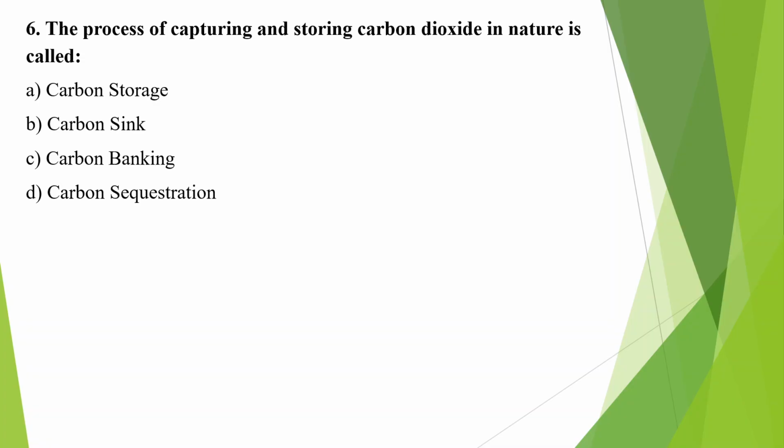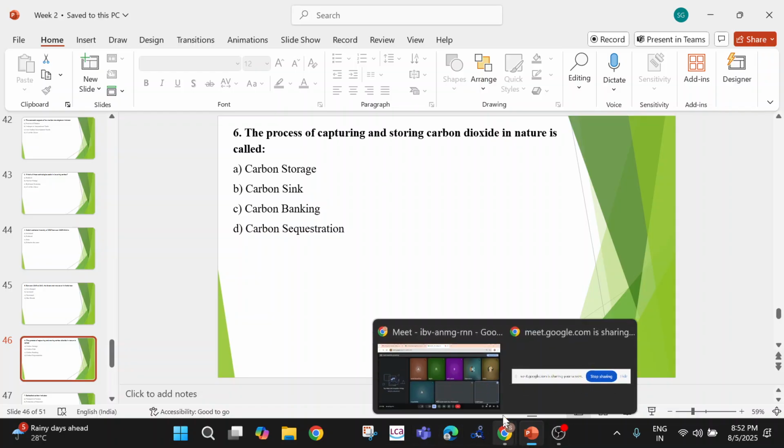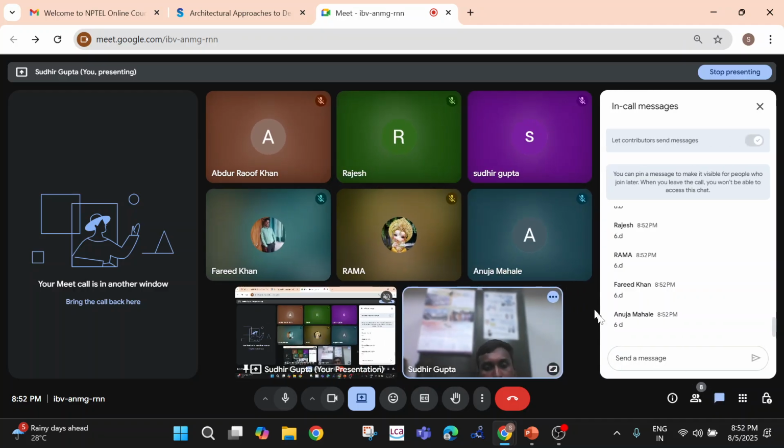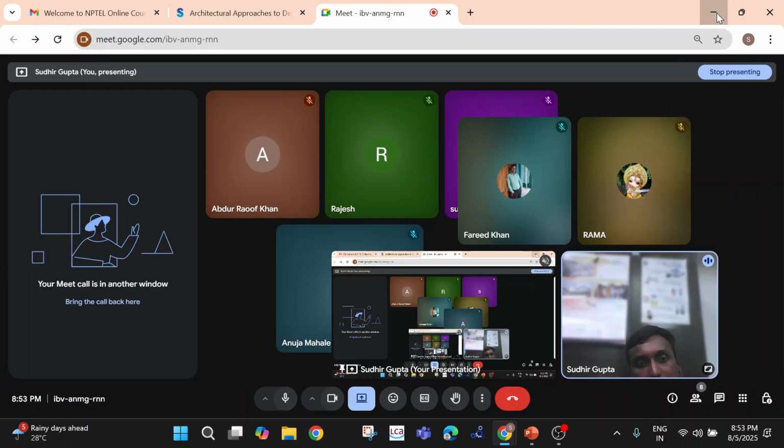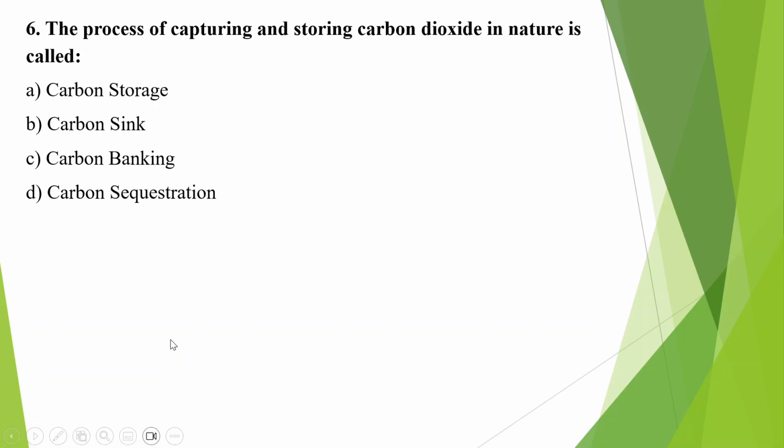So let's see how many of you have given the correct answer and understood it. Yeah, as I can see, most of you have opted option D, 6D, and 6D is the correct answer for this question. We have already discussed the definition of carbon sequestration, that carbon sequestration is the process of capturing and storing CO2 in natural reservoirs like forests, soil, oceans, to mitigate climate change. That's why option D is the correct answer, and all of your concepts are correct. Let's move to the seventh question.